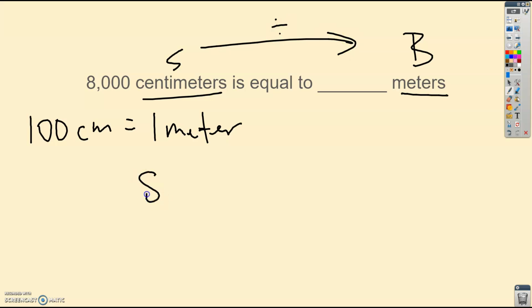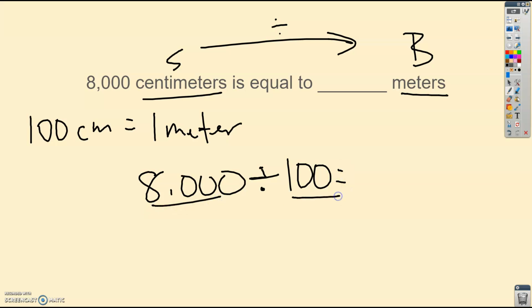So that means we have 8,000 divided by 100. Well, you can use a trick there. That's going to be 1,000 divided by 100. You could do 800 divided by 100 or 8 divided by 1, but it's going to get us 8. And then I have 1 extra 0, so I got 80 meters.